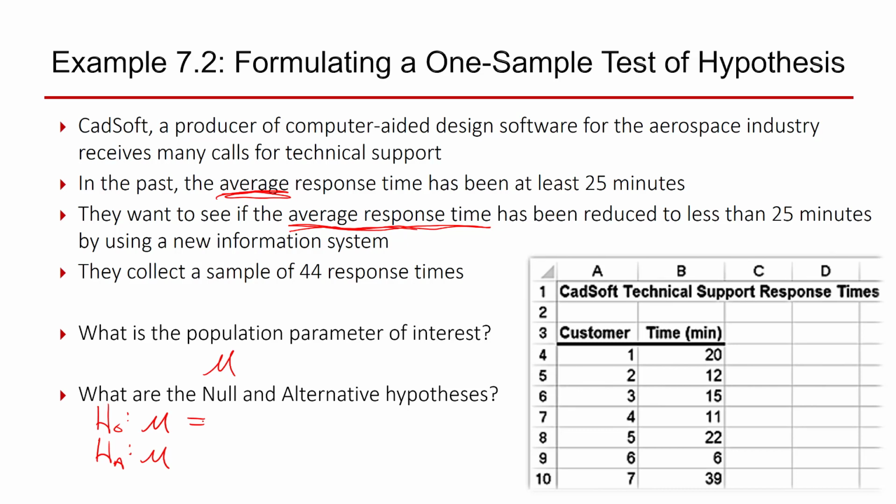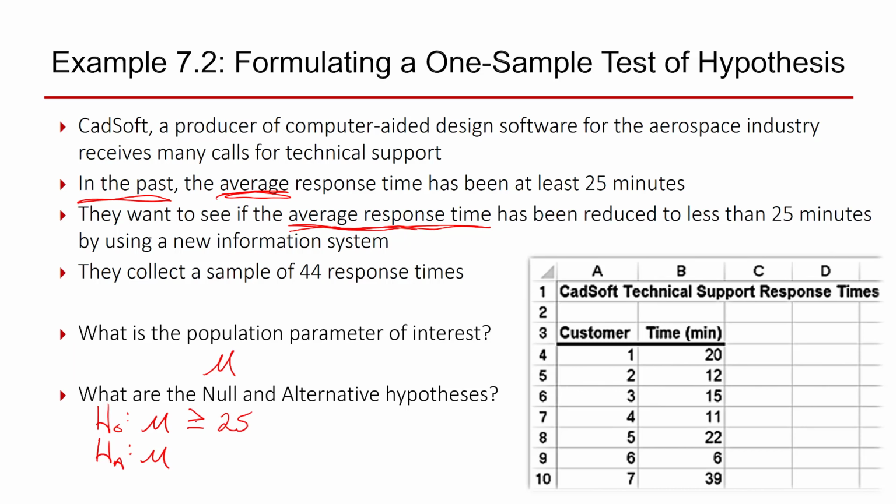What is the null hypothesis? What do we have no choice but to believe until we find evidence otherwise? Well, in the past, the average response time has been at least 25 minutes. So we're going to use mu equals 25. And if it bothers you not following the exact wording in the problem, you can write bigger than or equal to 25. Either one is fine, equal 25 or bigger than or equal to 25.